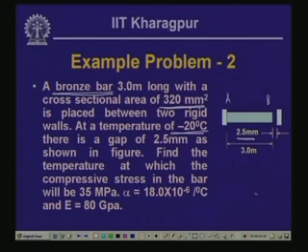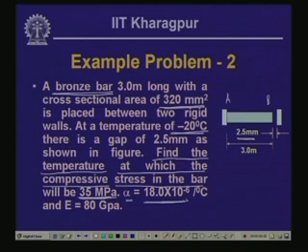Now, what we will have to do is find out the temperature at which the compressive stress in the bar will be 35 MPa. So, find the temperature at which the compressive stress in the bar will be 35 MPa. Given the value of alpha, the coefficient of thermal expansion, as 18 into 10 to the power minus 6 per degree centigrade, and the value of modulus of elasticity given is 80 gigapascal.